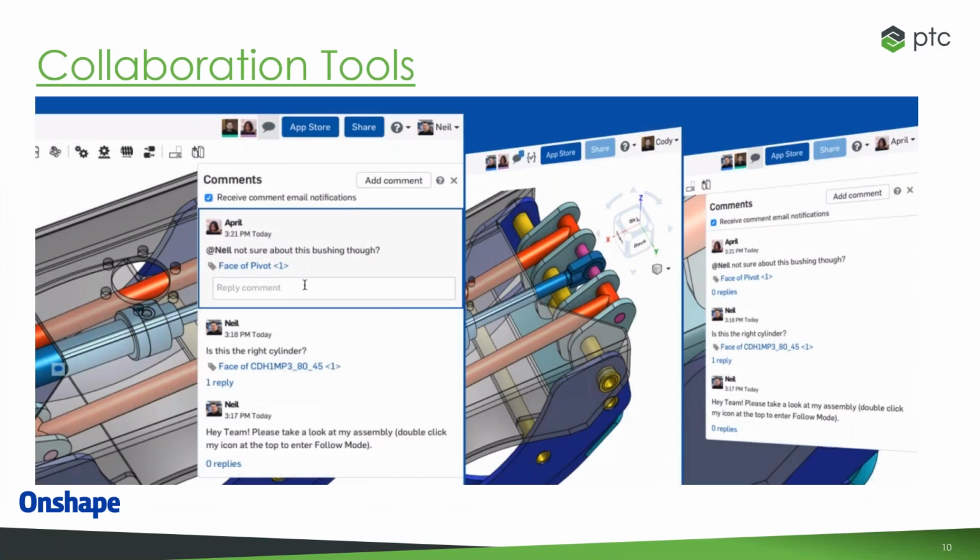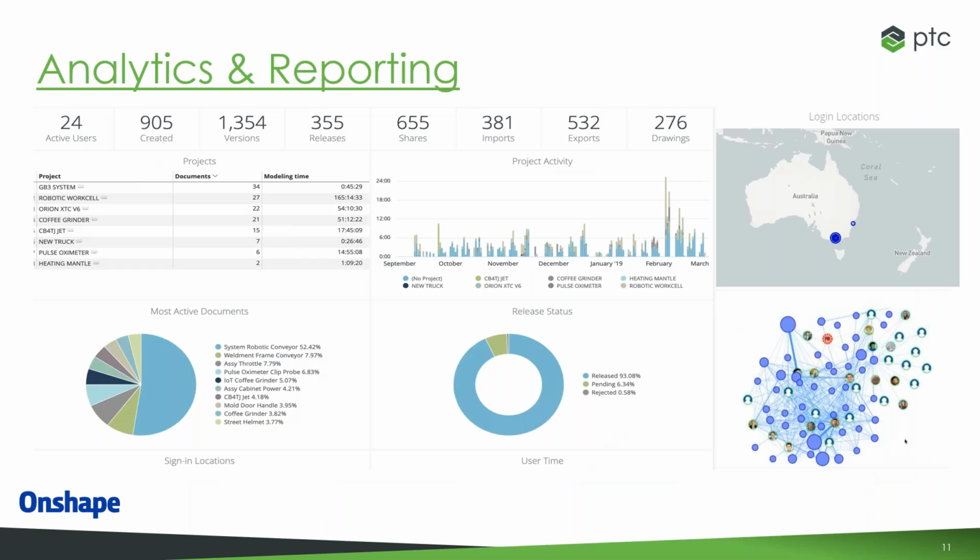Onshape's built-in collaboration tool allows multiple people to work simultaneously on the same part or assembly. When anyone, anywhere makes a design change, everyone else on the team instantly sees it. Analytics gives you unprecedented insight into your data and your design team activities. Chart-based analytics by projects, students, assignment status, geography, time period, etc. Complete design history and change log.